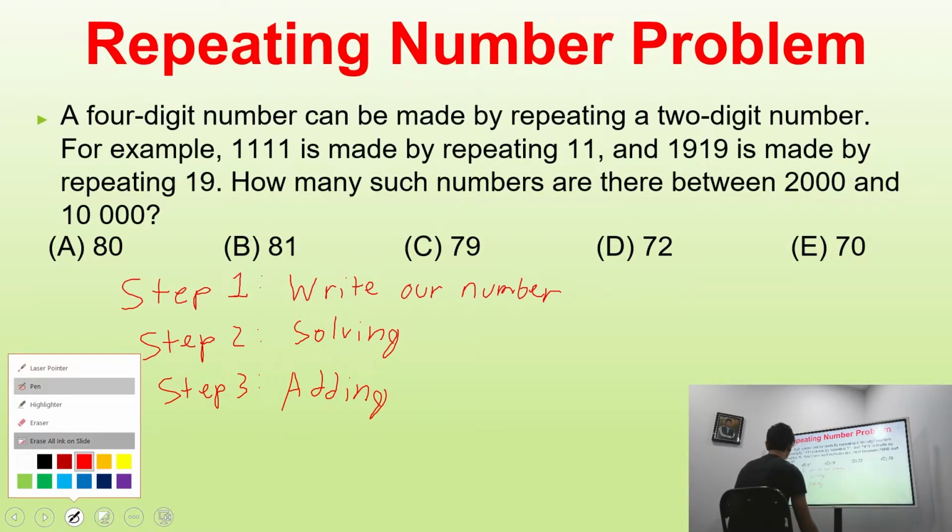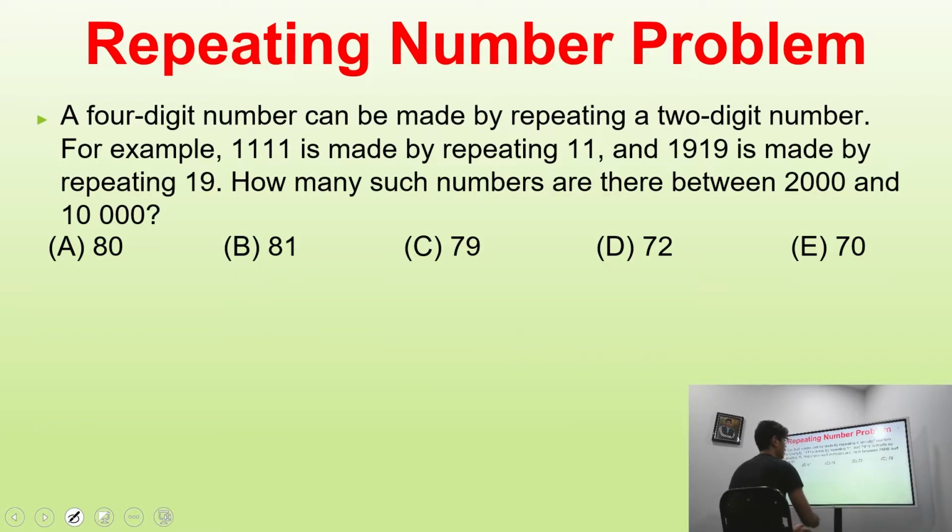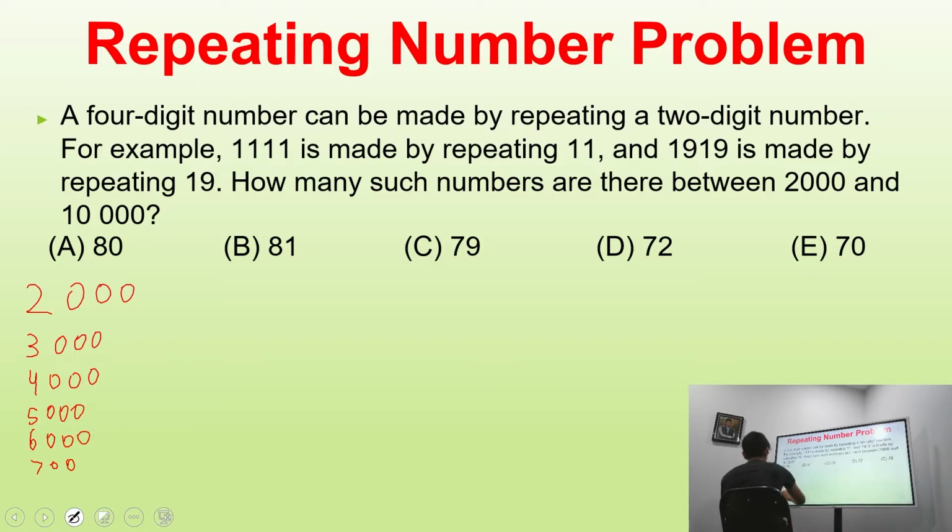Let's start with step number 1, writing our numbers. We have the numbers between 2,000 and 10,000, so we first count how many thousands we have. We need to find how many numbers are in 2,000, then for 3,000, 4,000, 5,000, 6,000, 7,000, 8,000 and 9,000. Since there's barely any room, just pretend that there's 9,000 there. So that's our first step.